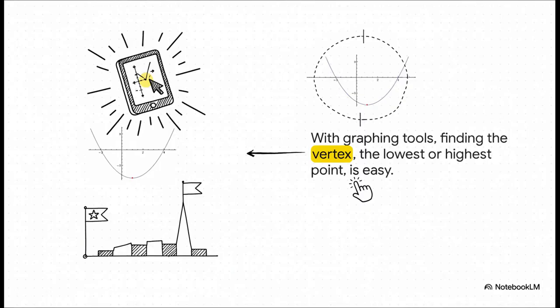Okay, so let's just jump in. With amazing graphing tools like Desmos, finding the vertex is, well, almost too easy. You just pop in the equation, and boom, the graph appears. You can literally just click on the very top or very bottom of that curve, and it tells you the vertex. It's the absolute minimum or maximum point, served up on a silver platter.